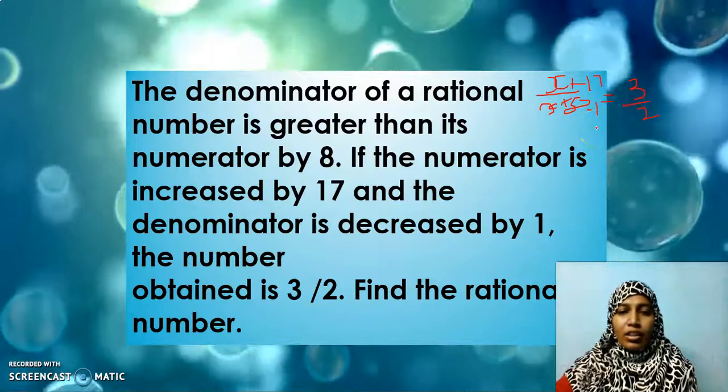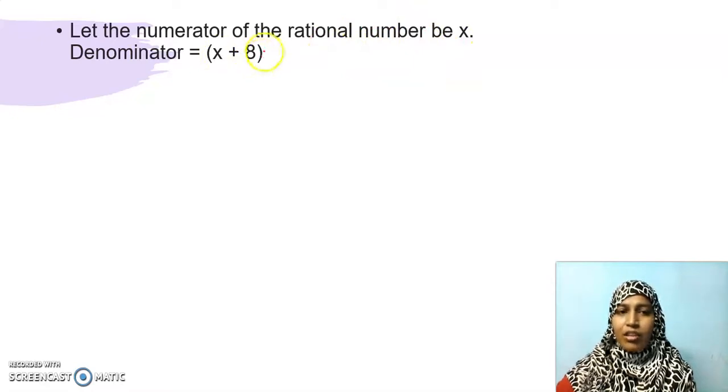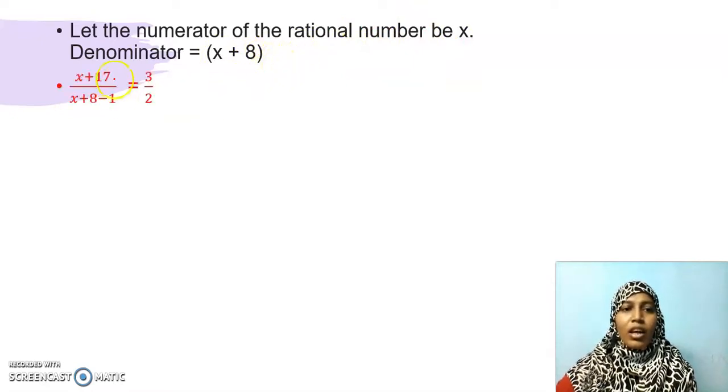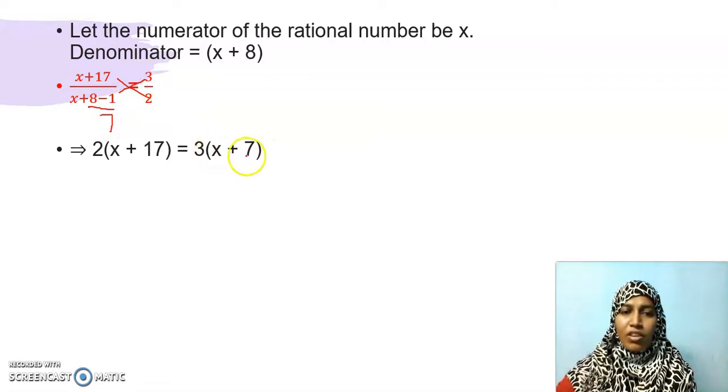So the solution is, let the numerator be x and the denominator is x plus 8. That's what I said now. And if I add 17 in the numerator and decrease 1 in the denominator, I get 3 by 2. So what will be the next step? Yes, cross multiplication. 2 into x plus 17 equals 3 into x plus, this 8 minus 1 is 7, so we have x plus 7 here.